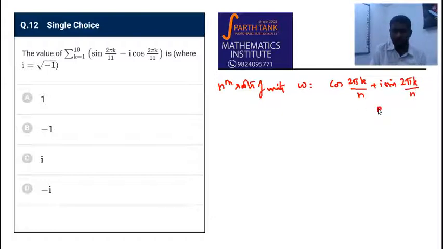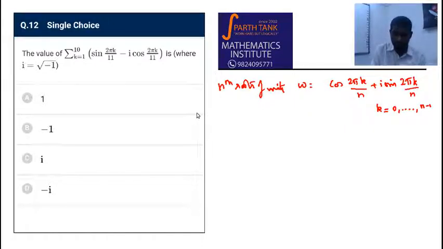And this k can vary from 0 till n minus 1. So this will give you the nth roots of unity. Okay. So you see those things here, right? So the main thing is to bring in this form here. First thing is that. Then you will recognize that since it is 11 here, it is nothing but the 11th roots of unity. Right? So that is my idea.